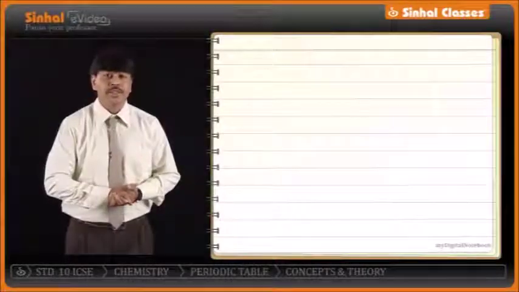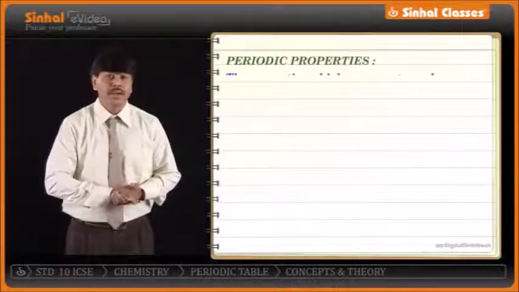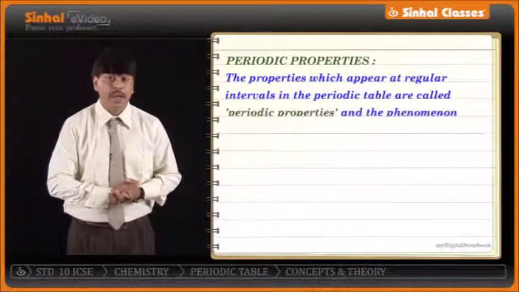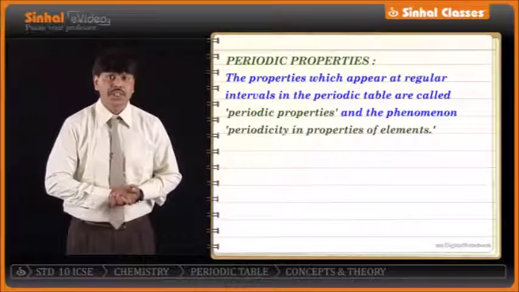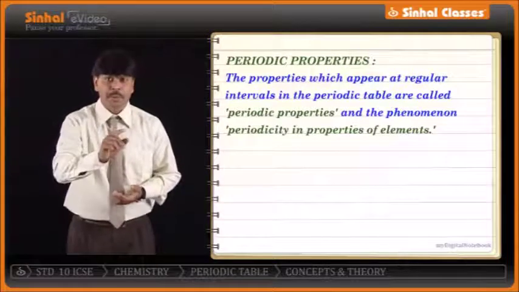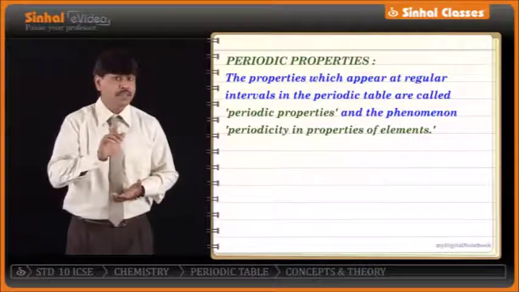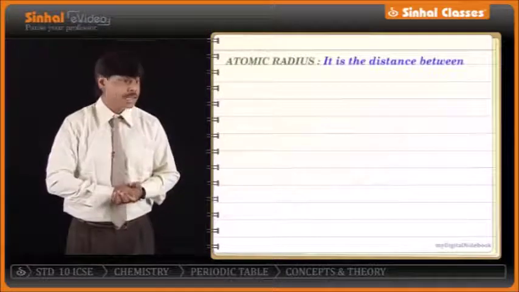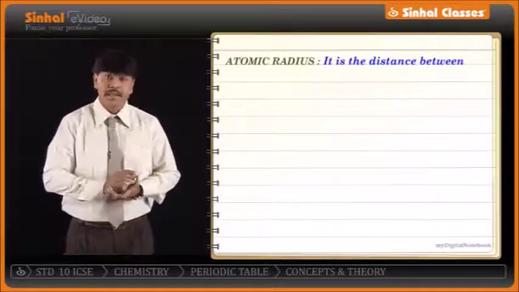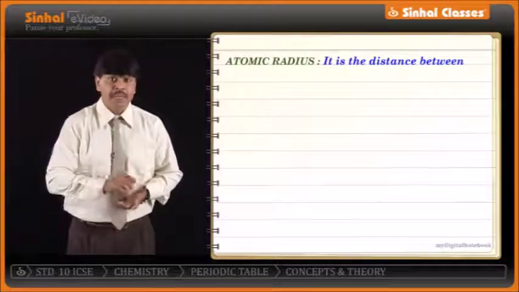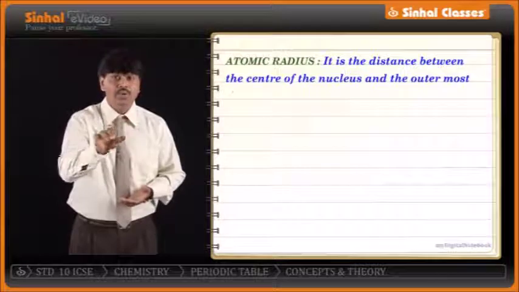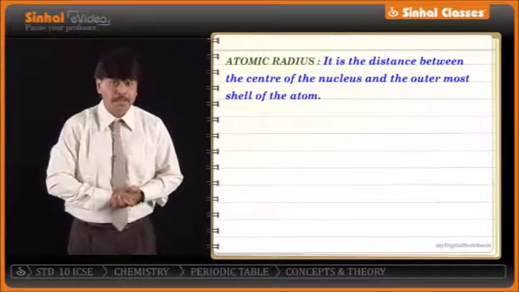Now let us consider the properties which are repeated after a small interval, which we call periodic properties. To begin with, the first property which is repeated is atomic radii. Now what is atomic radii? It is the distance from the center of the nucleus to the outermost shell of an atom.